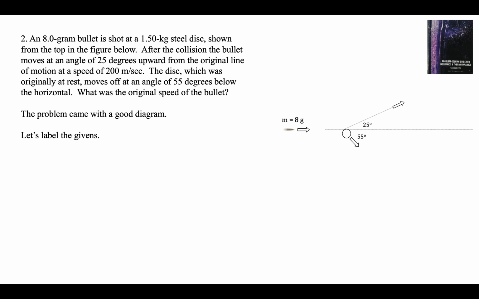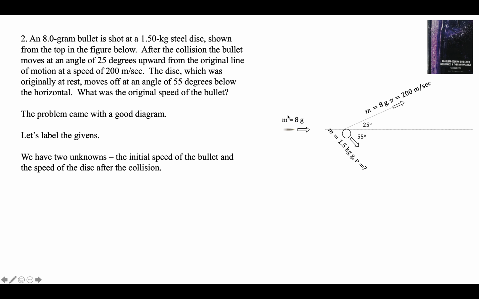Let's label the givens. The mass of the bullet, 8 grams. After the collision, the bullet's going 200 meters per second. Still has a mass of 8 grams. The puck, which is the disc, which is 1.5 kilograms, is going 55 degrees below the horizontal, but we don't know its speed. So we have two unknowns: the initial speed of the bullet, final speed of the disc.